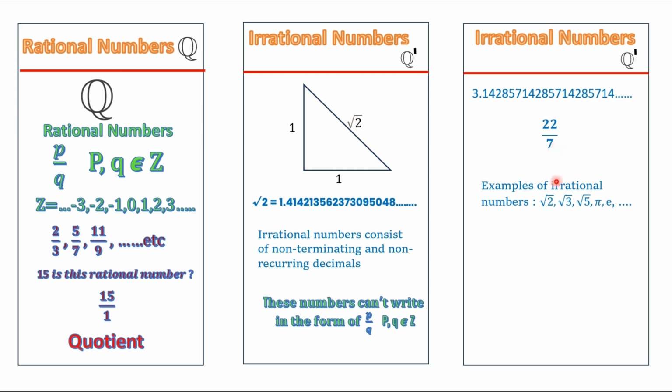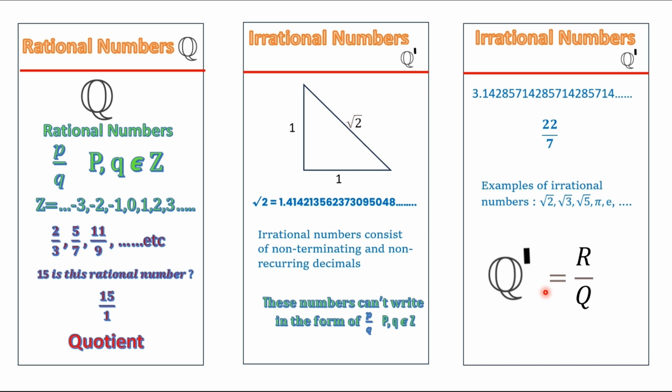Now, some examples, right? Root 2, root 3, root 5, pi, e, all are irrational numbers. Okay, so this is denoted with Q dash. What about Q? Q means rational numbers. Q dash means which is not; usually a dash is put for the opposite of that, right? So the entire set of rational numbers and irrational numbers together are called the real numbers. Okay, these are the really existing numbers. That's why they're called real numbers.